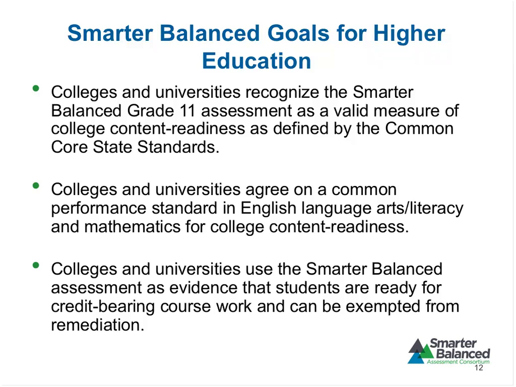That colleges and universities agree on a common performance standard for college readiness. That's a big change for higher education. We're used to each campus or each system setting its own placement levels. But this would be a level above which no student would be denied credit-bearing coursework. So nothing says a student who scored lower couldn't also be placed into credit-bearing courses if that was a college's choice, but those students would know that at that performance level, they've done well enough that they won't be placed into remediation.